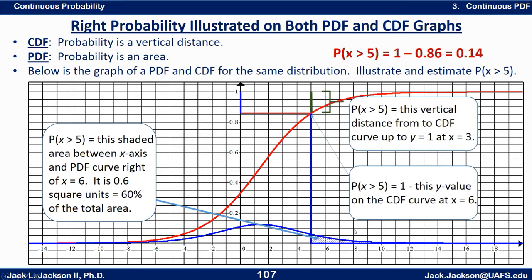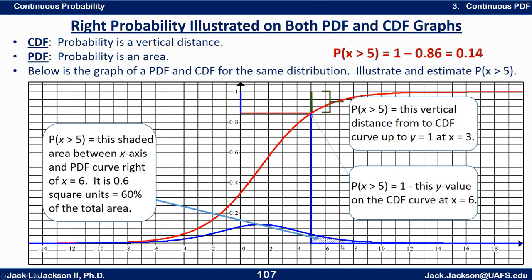Okay, but we know an area to the right then is a distance from the CDF graph up to y equals 1. So it's going to be 1 minus this y value. It looks like this y value is about 0.86. They're going up by 0.5s here, so that's just barely above the 0.85. So it looks like it's about 0.86. And so 1 minus that is 0.14. And that is this vertical distance here. This blue distance from here up to here is 0.86. The remaining distance up to 1 is 1 minus that, or 0.14. So you can see it is this vertical distance, or a difference of two y values on the CDF.